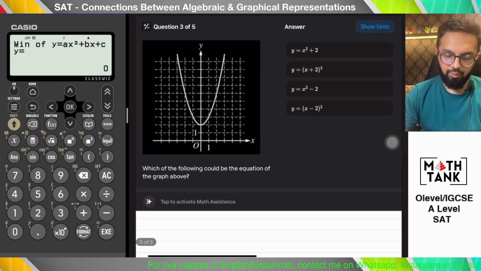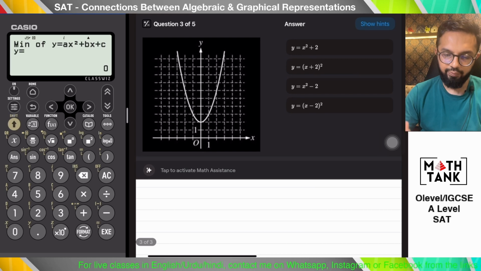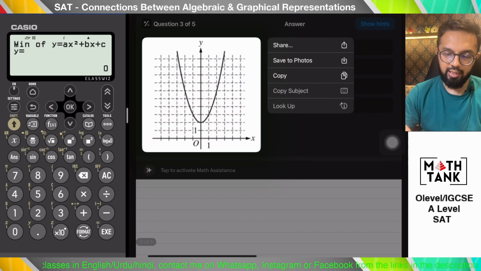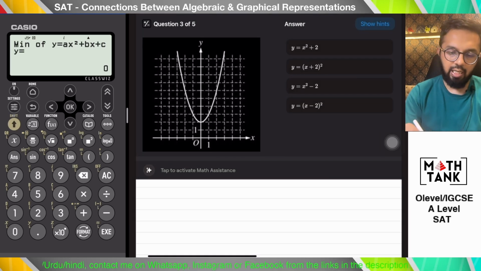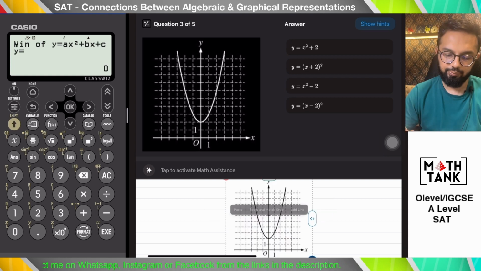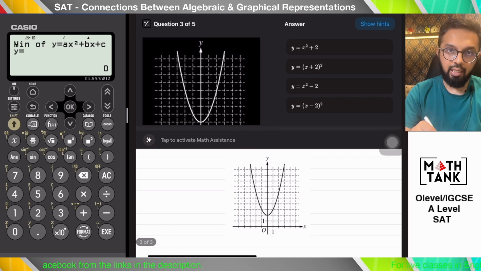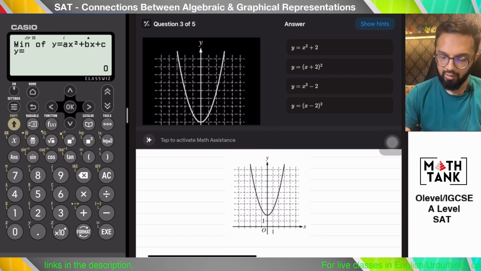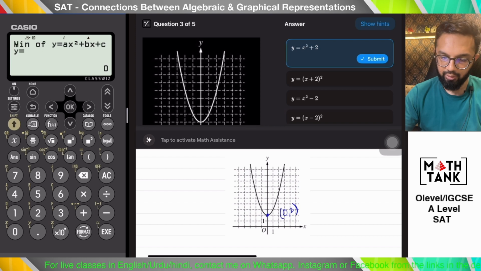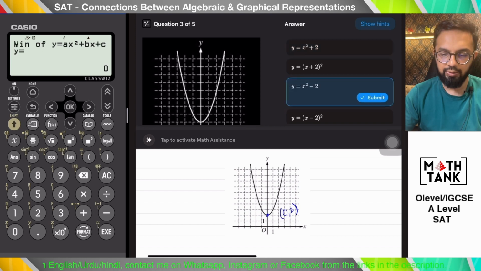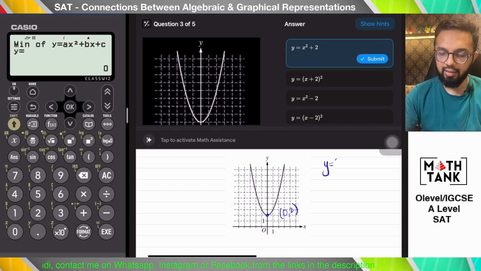Okay, which of the following could be the equation of the graph? One thing that I see is that this graph has no roots. It has a turning point at 0, comma 2. So which of these has a turning point at 0, comma 2? This has a turning point at 0, comma 2. This one has 0, comma minus 2. Basically, this can be written as x plus 0 whole squared plus 2.